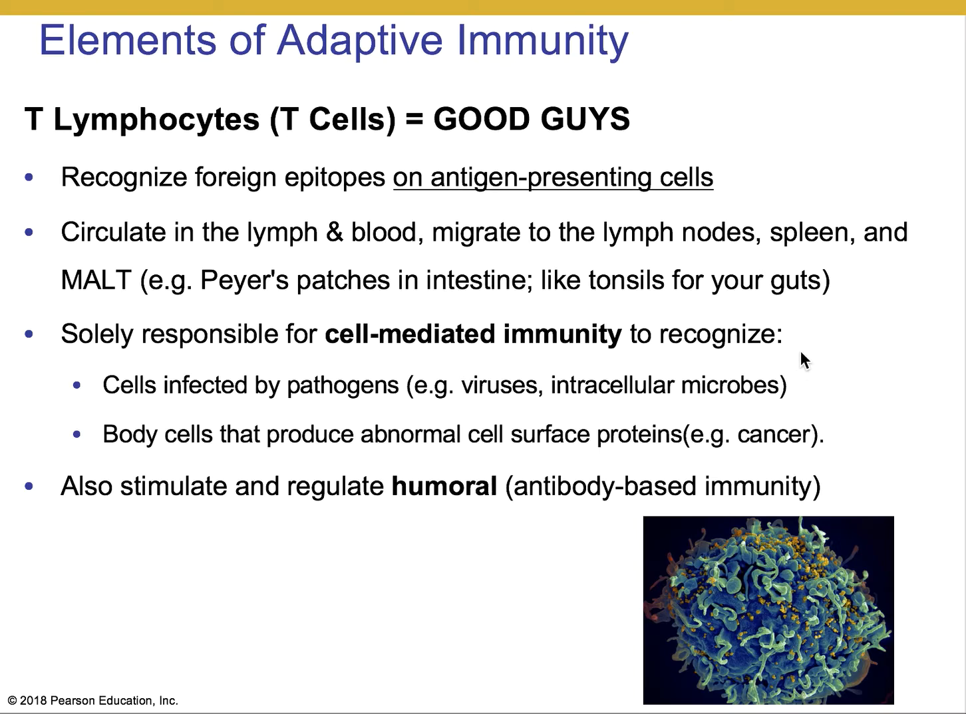So the function of cell-mediated immunity is to recognize cells infected by pathogens, so viruses, intracellular microbes, as well as body cells that may be abnormal for some reason, producing cancer cells is a good example of that. They also interact with the humoral arm of the adaptive immune system by stimulating and regulating the various aspects of antibody-based immunity. So T cells are involved in cell-mediated immunity, while B cells, we'll see, are primarily responsible for the antibody-based immunity.